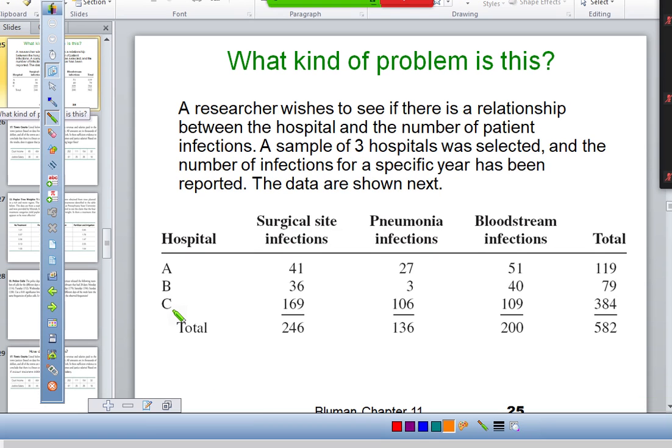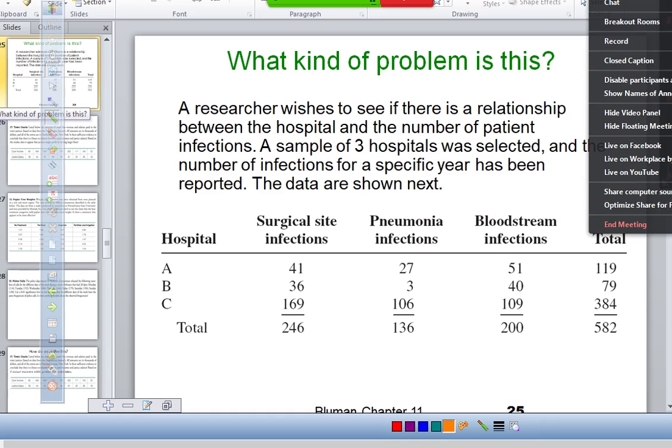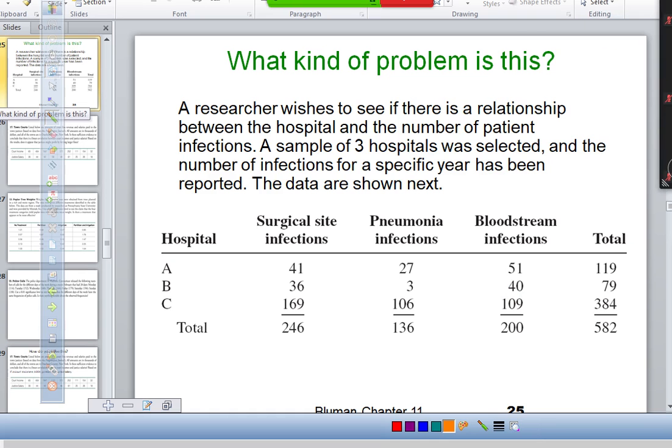All right, so what kind of problem is this one? Is that you guys chatting and I just can't see it? I can't see you, so I'm going to assume you guys are talking.